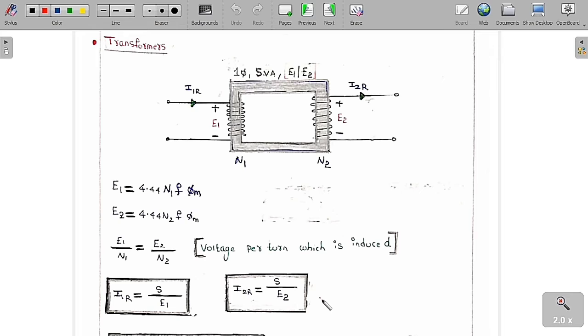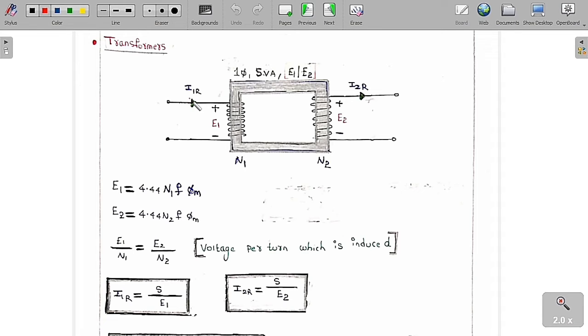The voltage per turn which is induced in the primary and also in the secondary is always the same. The amount of voltage induced per turn in both the coils is always the same. So E1 by N1 is equal to E2 by N2.